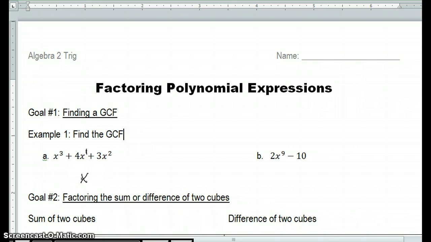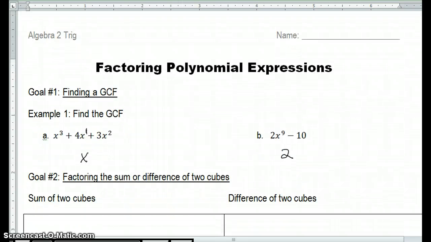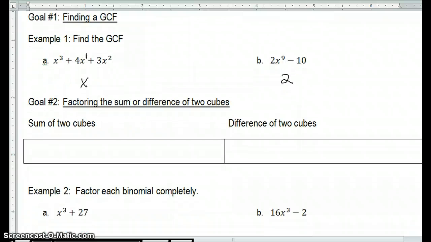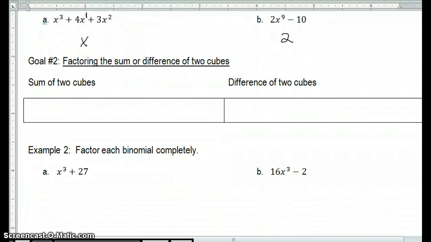The second one, 2x to the 9th minus 10. Now I don't have an x on this term, and so I can't use an x as a GCF or a variable. The only thing I have is 2 goes into 2 and negative 10, so my GCF will be 2. And so that problem's done. It's a couple of quick GCF problems. Notice again, I wasn't really factoring, I was just finding a GCF.